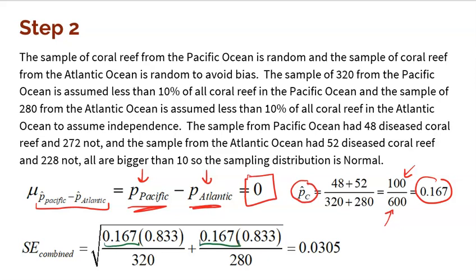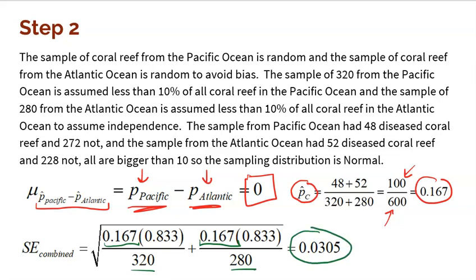The opposite of 0.167 is 0.833. So my numerators are the same. The only thing that's different is my sample sizes: 320 from the Pacific, 280 from the Atlantic. All right, there's a couple other versions of this formula that I showed you guys in the previous video, but this is the one that I like. It's easy to type into the calculator because you really don't need any parentheses. And we get a standard error combined of 0.0305.